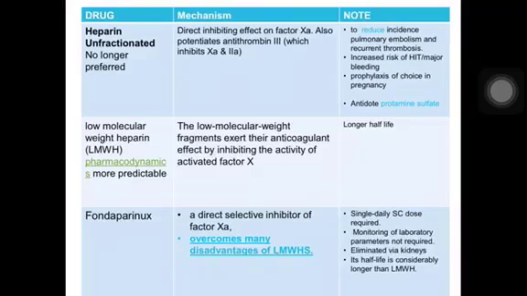Low molecular weight heparin is pharmacodynamically more predictable. The low molecular weight fragments exert their anticoagulant effect by inhibiting the activity of activated factor 10. It has a longer half-life. Fondaparinux is a direct selective inhibitor of activated factor 10. It overcomes many of the disadvantages of the low molecular weight heparins. It requires a single daily dose subcutaneously, and there is no need to monitor the laboratory parameters.